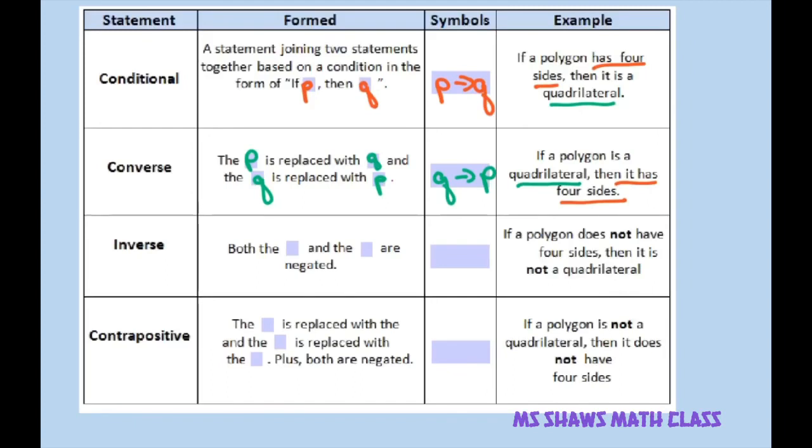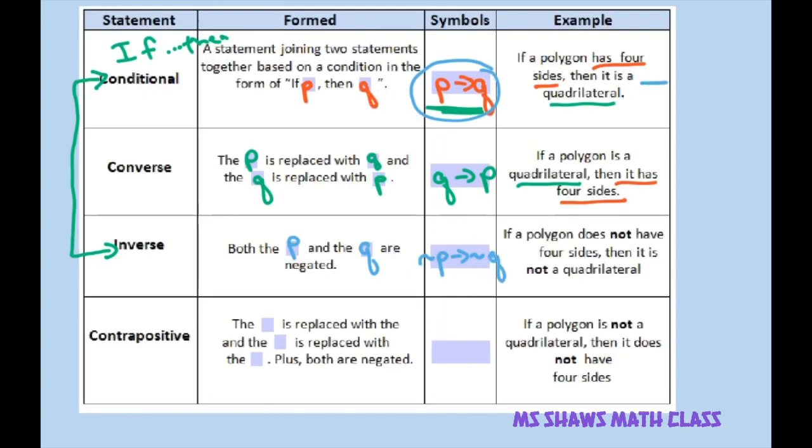Now again, the inverse always goes with the conditional. I remember that because the conditional is if, then, and they both start with I. So you just negate whatever this is. Both the P and the Q are negated. So you take this and negate both. If not P, then not Q. And you just take this statement and add the not. Does not have four sides. Is not a quadrilateral.